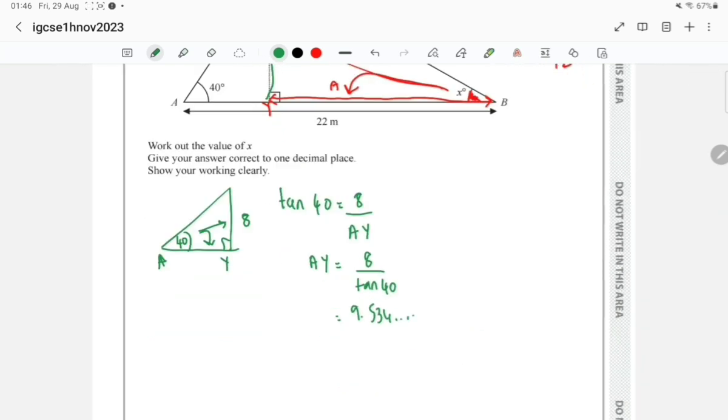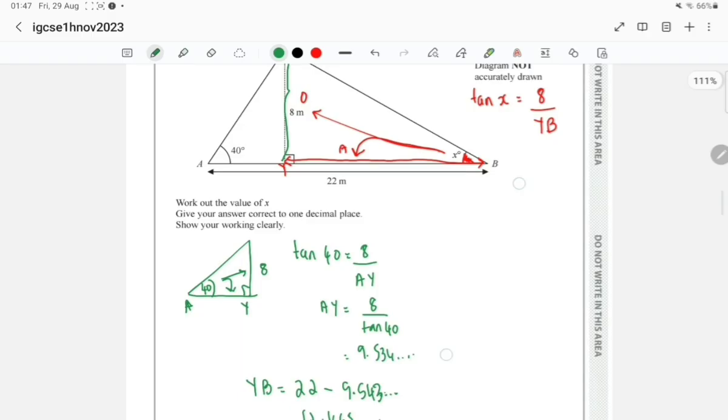From that, how do I find YB? I will need to take 22 minus AY, which was the 9.543, etc. Now in my calculator, I will just take 22 minus answer, which will give me 12.465, etc. Now I won't change anything in my calculator, just leave it there, and we will carry forward this answer.